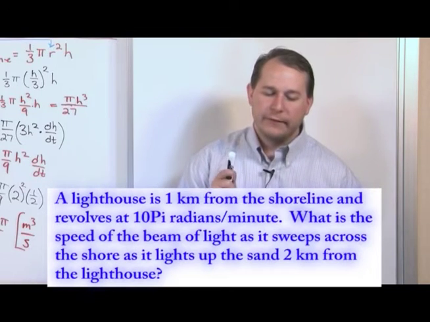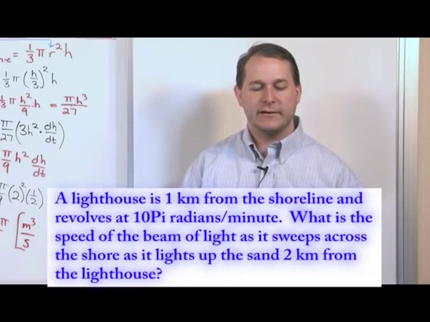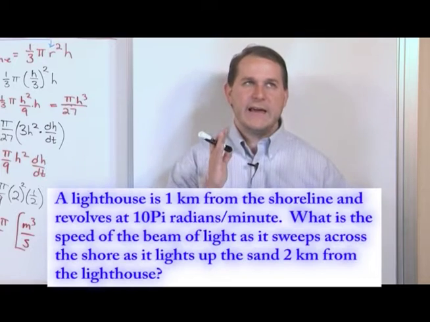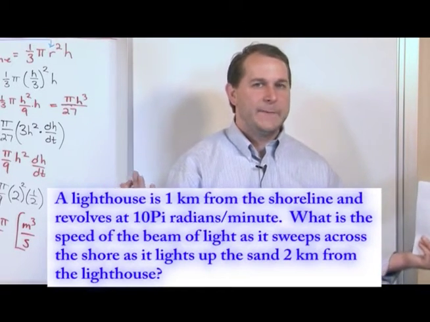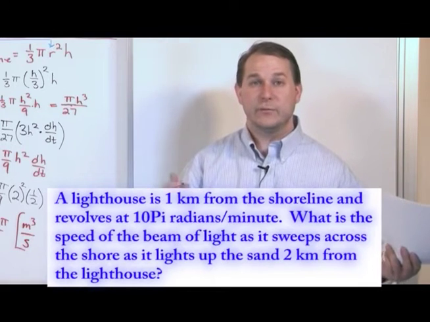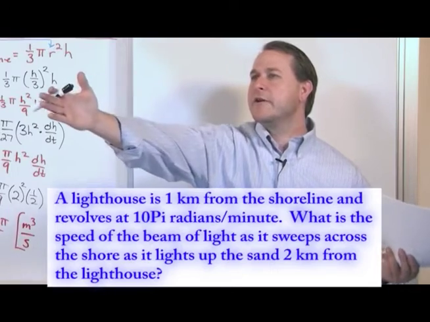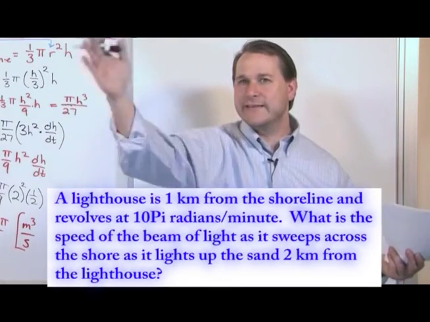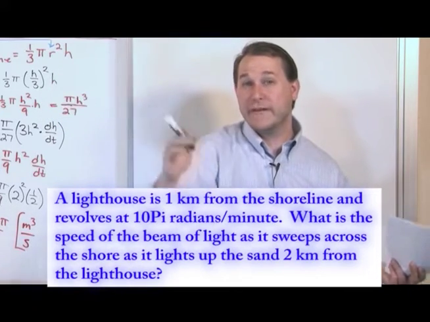So what we want to know is, what is the speed of the beam as it sweeps across the sand 2 kilometers from the lighthouse? If the light is only 1 kilometer away, then what am I talking about when I say I'm sweeping across the sand 2 kilometers away? Well, it just means I want to know what's the speed of the beam maybe over here, a slant distance of 2 kilometers away. What's the speed of the light sweeping across the sand over there?